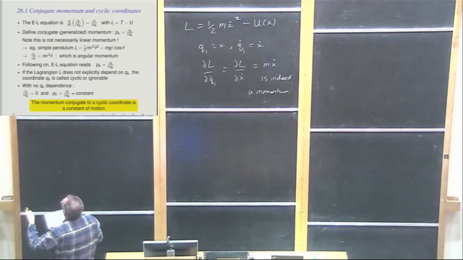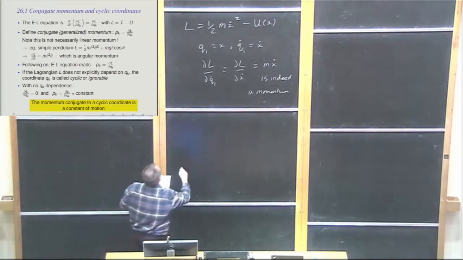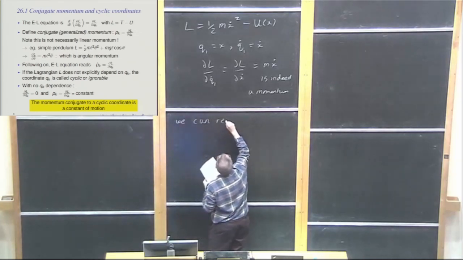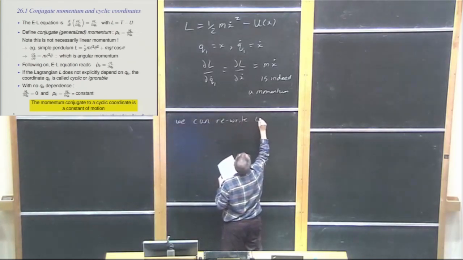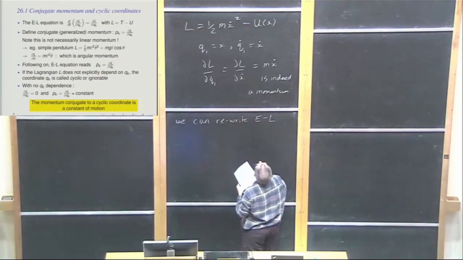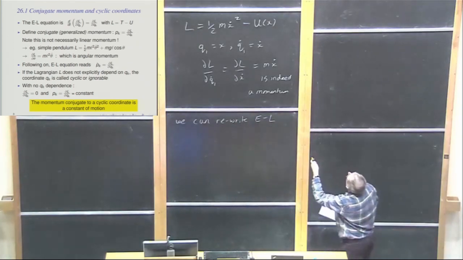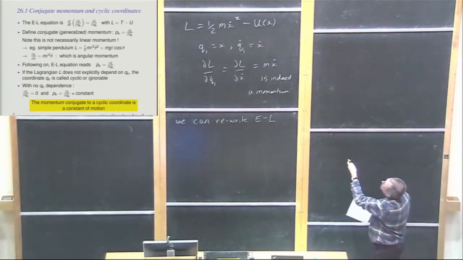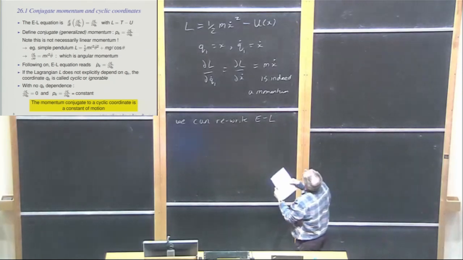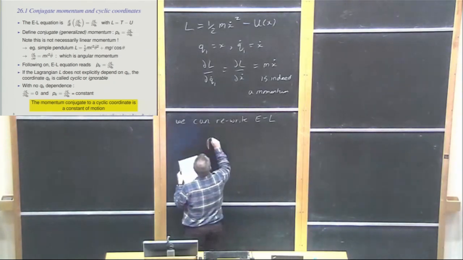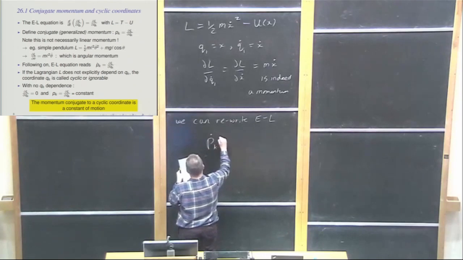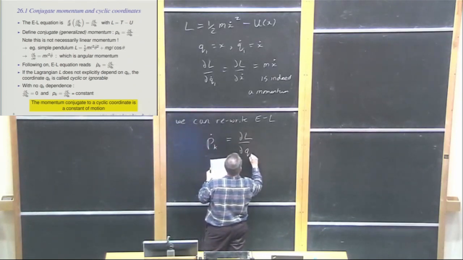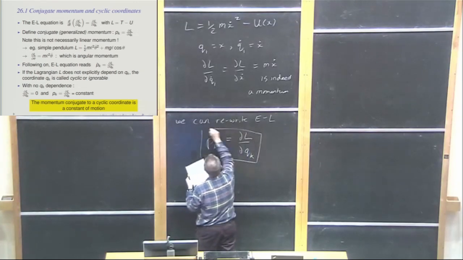Okay. So if we have this, then we can rewrite, if we wish, the Euler-Lagrange equation in a very compact and nice form, because what's in this bracket here is the generalized momentum, and we differentiate that with respect to time. So we have that p_k dot is equal to dL by dq_k.